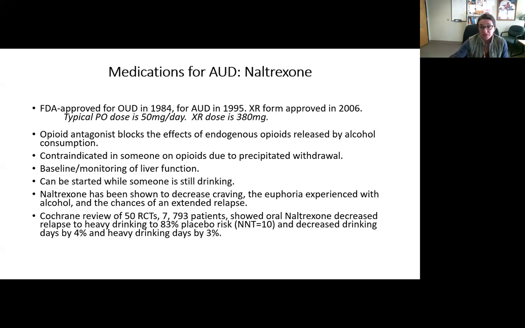Starting with naltrexone, this is our mainstay of treatment. It was FDA approved first for opioid use disorder way back in the 80s, and then for alcohol use disorder in 1995. The extended release form, otherwise known as brand name Vivitrol, was approved in 2006. It's pretty simple in terms of the dosing. It's straightforward, doesn't take much to get to that dose of 50 milligrams, once a day dosing. The extended release just comes in the 380.